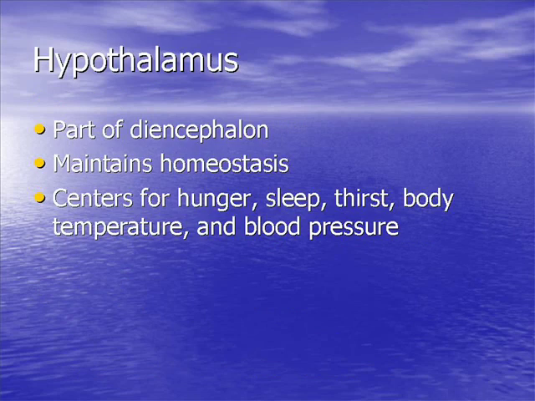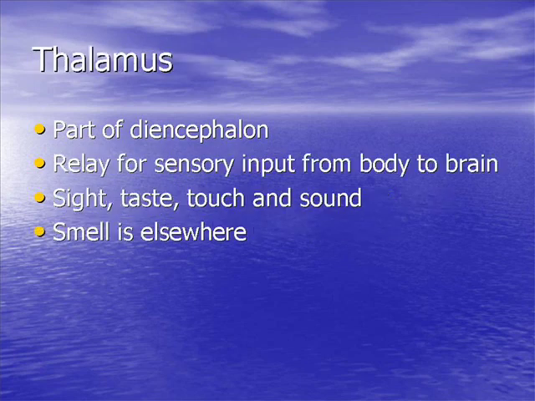Now the next part of your brain is the hypothalamus. As I said before, this is a part of the diencephalon along with the thalamus. So it's easy to remember the hypothalamus and the thalamus both belong to this structure called the diencephalon. Your hypothalamus is responsible for maintaining homeostasis, so keeping your body in that state of balance. Also in your hypothalamus, you're going to find the centers for things like hunger, sleep, thirst, body temperature, and blood pressure.